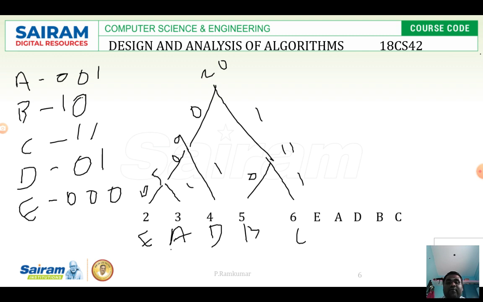So now when I take the value of A, it can be taken from 0, 0 on the left hand side, 1 at the right hand side. So 0, 0, 1 will be assigned for A. When I consider B, 1 will be on the right side, 0 will be on the left side. So 1, 0 will be taken for B. Likewise C, 1, 1 will be taken. D, 0, 1 will be taken. E, 0, 0, 0 will be taken.